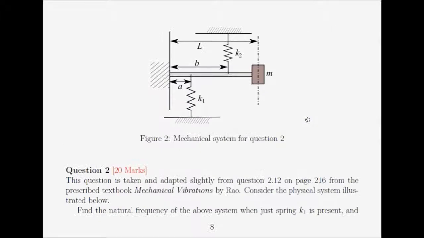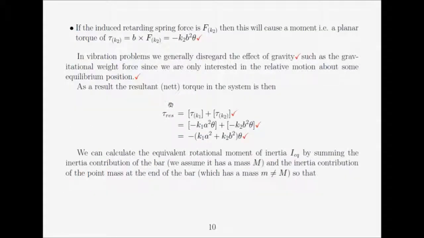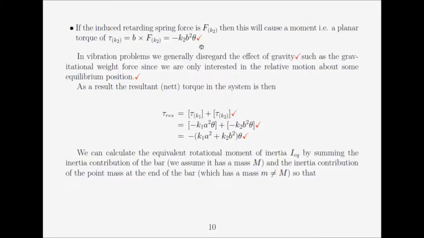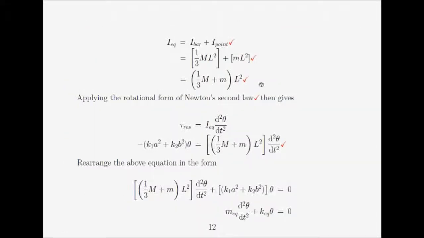In any case, moving back to our equation of motion, we have the rod, we have the mass, we have the dampers. We worked out the retarding forces, the retarding torques, and the resultant torque. And then we would say, will you please work out the equivalent moment of inertia? What are we doing over here? We say the moment of inertia is the summation of the moment of inertia of the bar and the point mass. We're assuming the bar has some mass, and the point mass is non-zero.